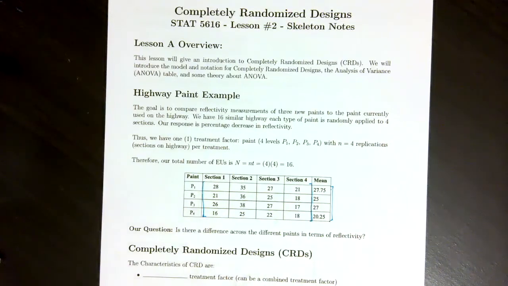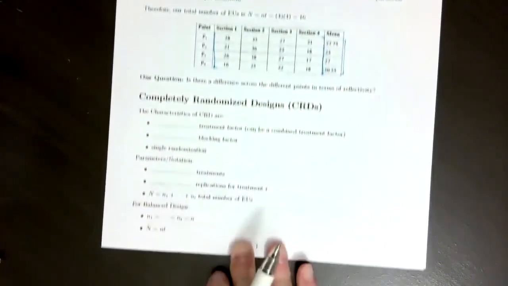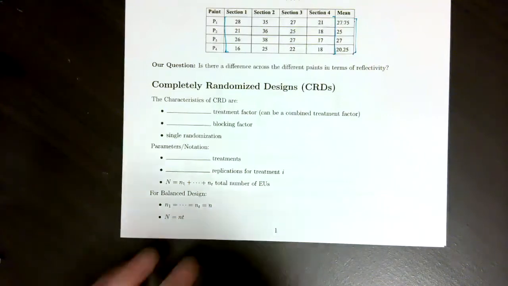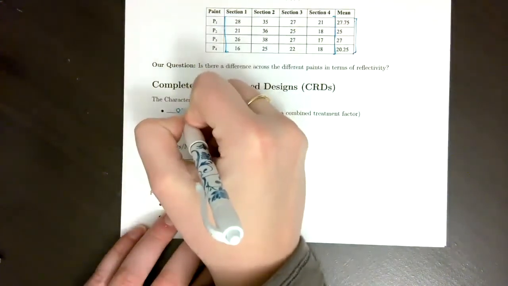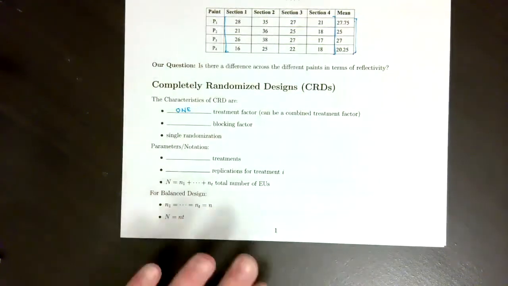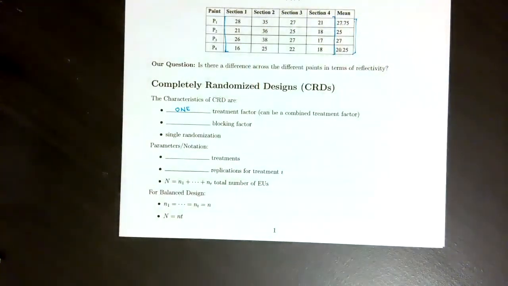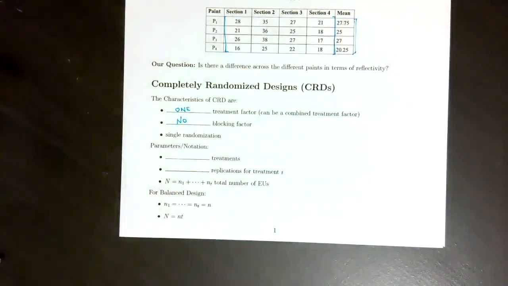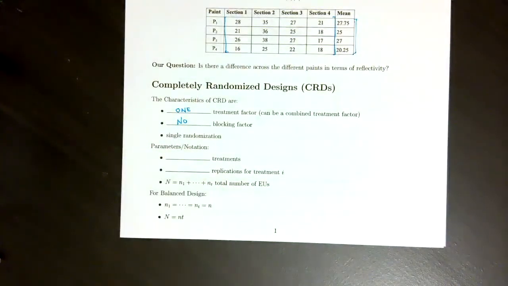But before we get there, let's talk about completely randomized designs and their characteristics and some of the parameters associated with it. So first, a completely randomized design is going to be our easiest design for this class. And then throughout the class, we're going to build and build and build. And so to start off super easy, our CRDs only have 1 treatment factor. In this case, it's paint. In other cases, it could be combined treatment factors. So in lesson 2, I'll show an example of that. There are also no blocking factors, and you only have to do a single randomization.